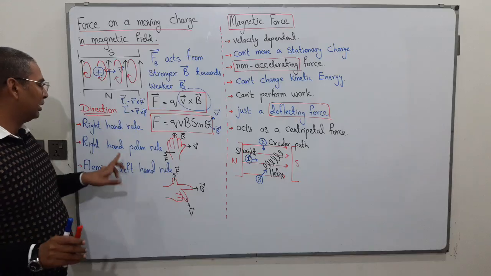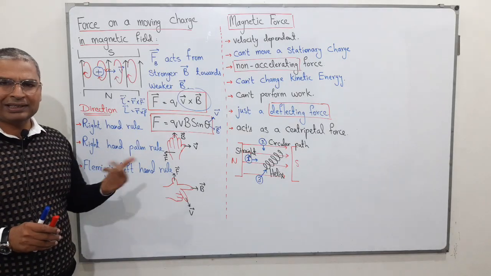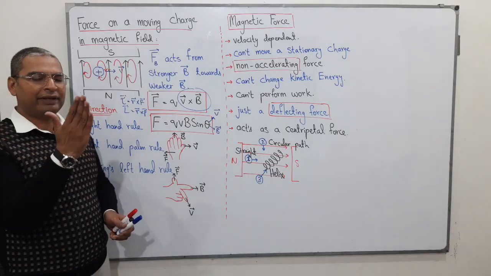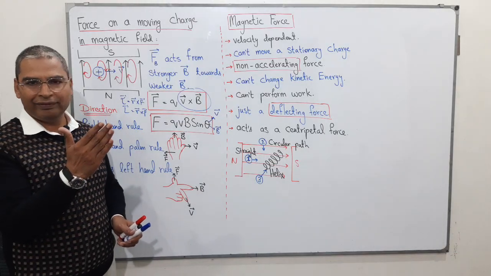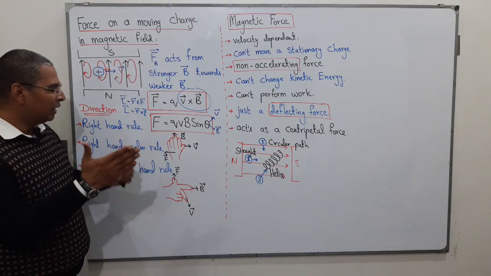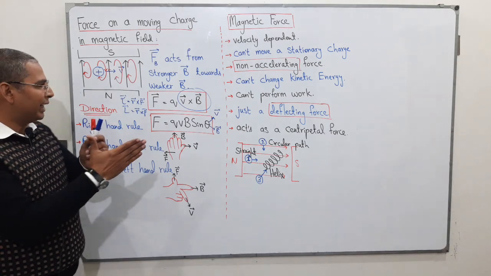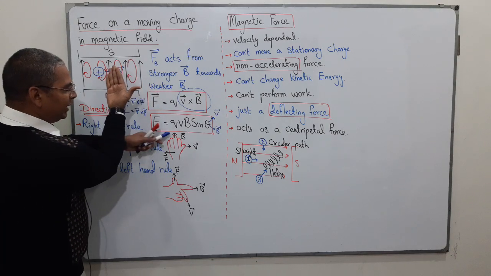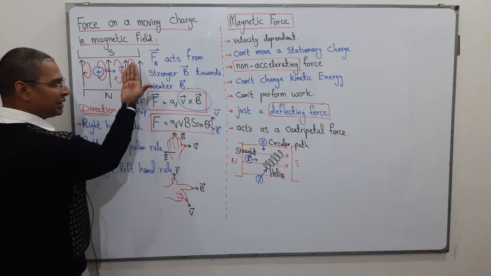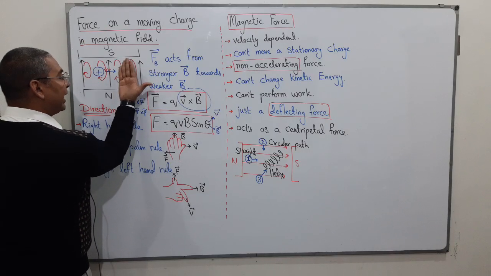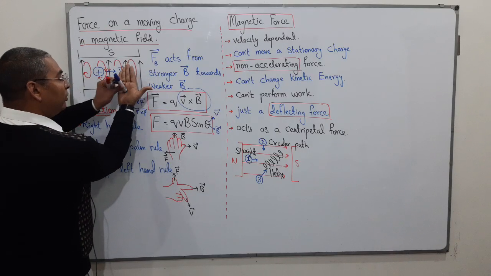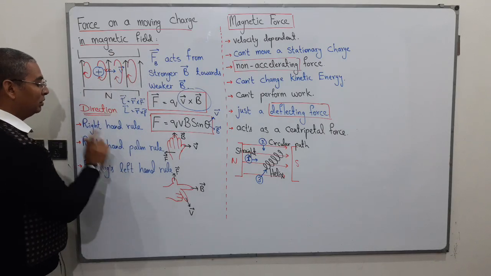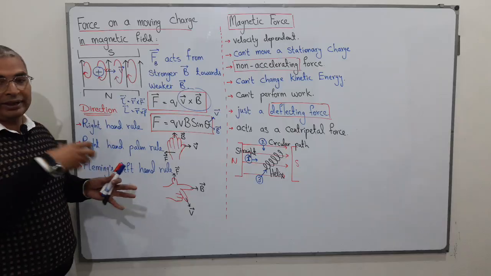There is another rule called the right hand palm rule, or extension of the right hand rule. In this rule, the fingers remain straight. They will not be curled. Keep your thumb in the direction of velocity, straight fingers in the direction of magnetic field lines, and the force acts perpendicular to the palm. This rule also indicates that the force acts out of the board.